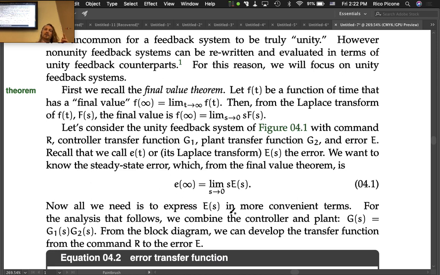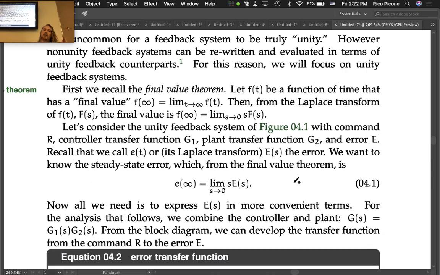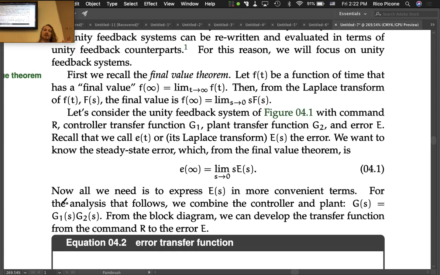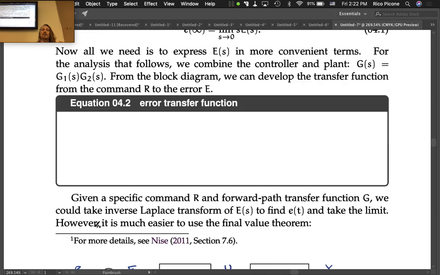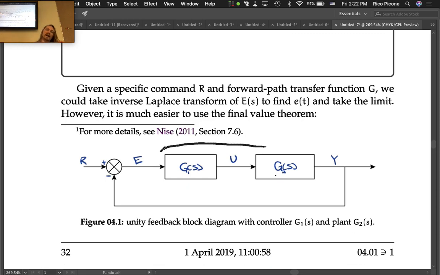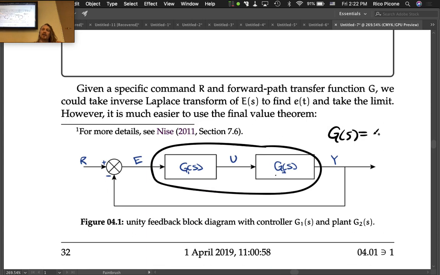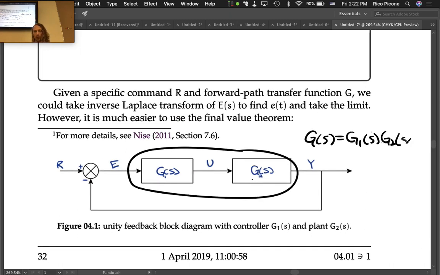Now, all we need is to express E of s in more convenient terms. For the analysis that follows, we combine the controller and plant into one transfer function G equals G1 times G2. These two blocks just cascade, right? So you can take two cascading blocks and combine them to be G of s equals G1 of s G2 of s. We could carry the G1 and G2 around, but they are always lumped together, so we'll just put them in one.